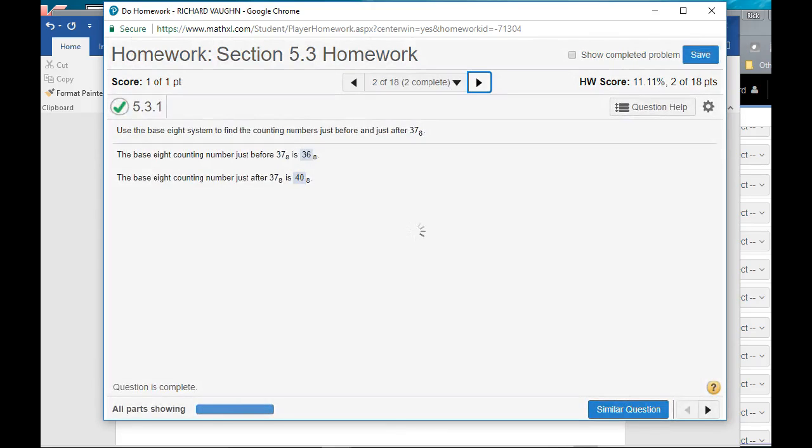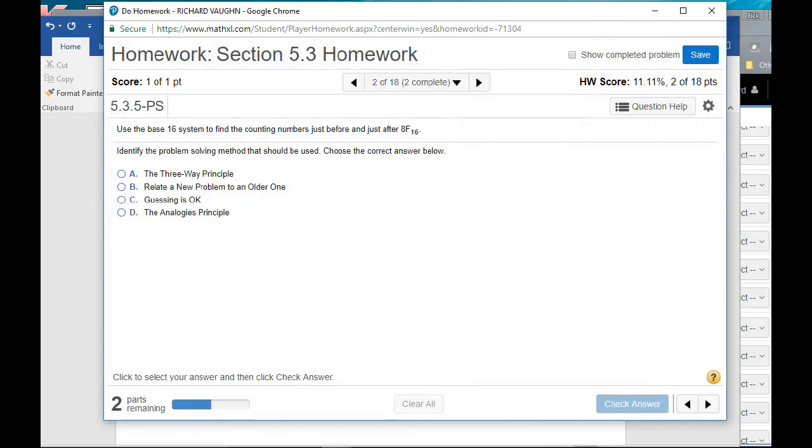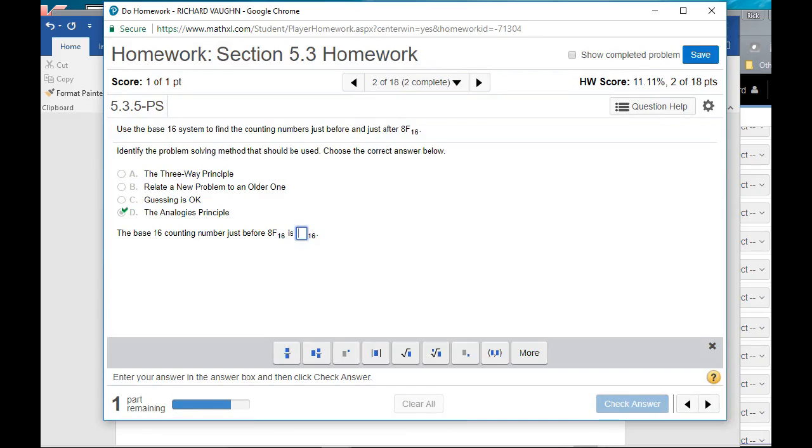The next question we're going to look at is number 2. The first thing is about the problem-solving method that should be used. This is the analogies principle. And then we're going to do a similar thing. This time we're working in hexadecimal, which is base 16. So right before 8F is going to be 8E.